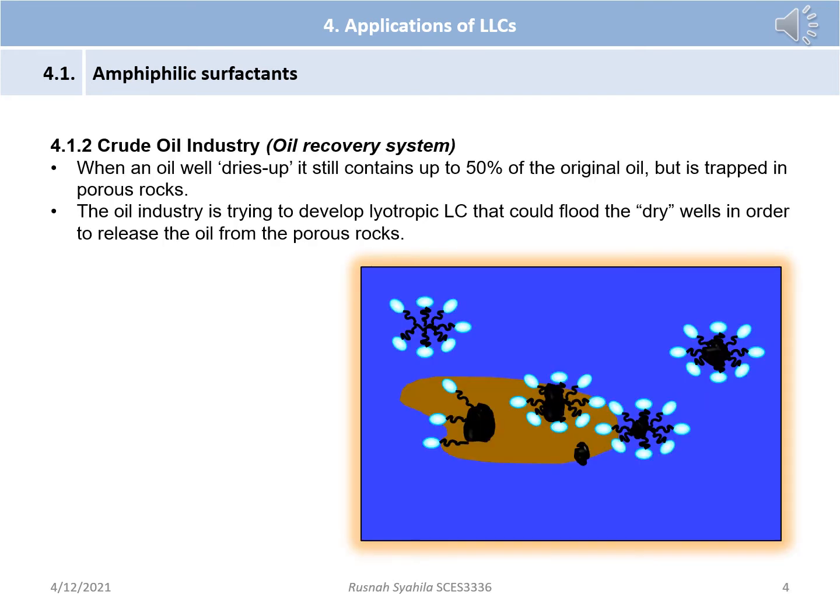In the crude oil industry, surfactants are used for oil recovery. When an oil well dries up, it still contains up to 50% of the original oil, but it is trapped in porous rocks. Surfactant flooding is a multi-component multi-phase system, and can improve oil recovery by injecting a solution of surfactant. This method of surfactant-enhanced oil recovery recovers the residual oil saturation by reducing interfacial tension between oil and water phases.